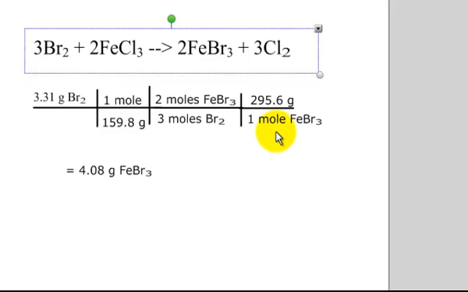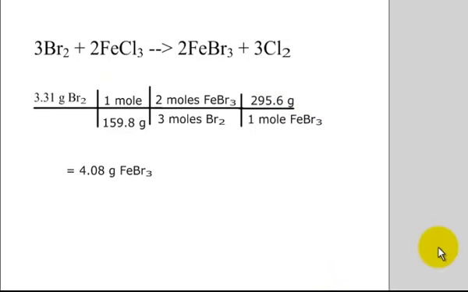Then the last step, since I'm being asked for grams, is to convert from moles of iron(III) bromide back to grams of iron(III) bromide. And again, I've used the molar mass to do that. Now that you've seen how to do one problem, let's think about how to do all problems of this type.